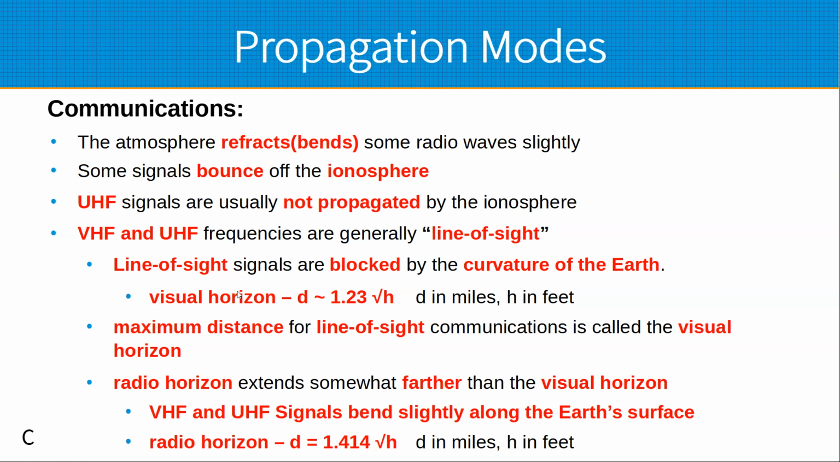Now, because there is some refraction of VHF, they come up with a fudge factor, and they use 4/3 of the Earth's diameter in the equation. And it comes out to be the square root of 2 times the height in feet. So it's 1.414 times the square root of h. So it gives you about 15% more.